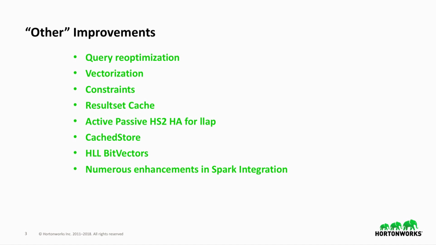We have HLL bit vector improvements, which let the planner do better planning by making good estimates on the NDV of the tables involved in the join. And there are numerous other enhancements in Spark integration, which I haven't kept up with, but they are also there. So if someone has any questions or clarifications on these new features or any other items, we can discuss them now.